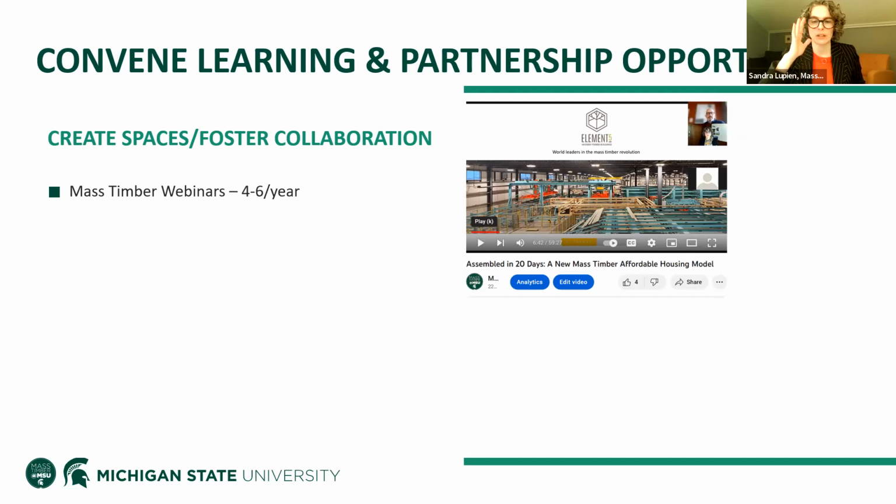So the photo you see on the right is one that we did with Element 5, the mass timber manufacturer that's located in St. Thomas, Ontario, talking about a new affordable housing model that they have for mass timber. And so that's just one of the webinars that we do. These are well attended. We record them, and people do watch the recordings, and they often ask about them and tell me about what they learned from them, which is great.